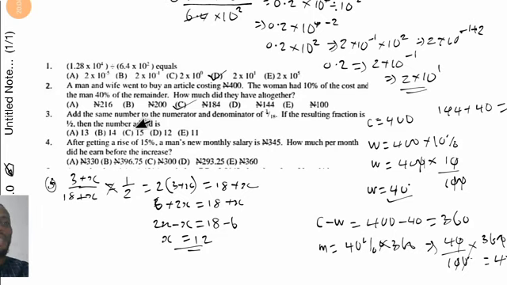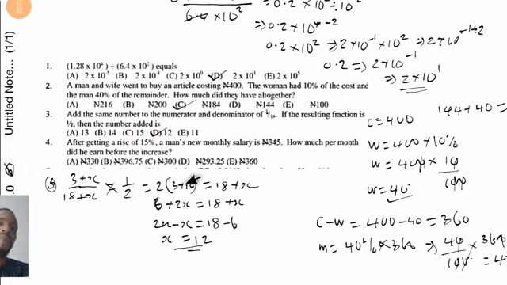The number that is added to the numerator and denominator of 3 over 18 is 12. Okay, so our option here, the answer is D. So that's the solution to this question. Let's go on to the final answer that I have here.